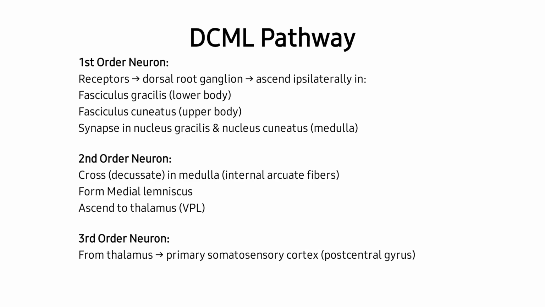So remember, the DCML has two components. It has the fasciculus gracilis and the fasciculus cuneatus. The fasciculus gracilis carries these modalities that we've mentioned, which are fine touch, vibration, and proprioception. From where? From the lower body, which is the lower extremities. Then the cuneatus is the one that carries from the upper body.